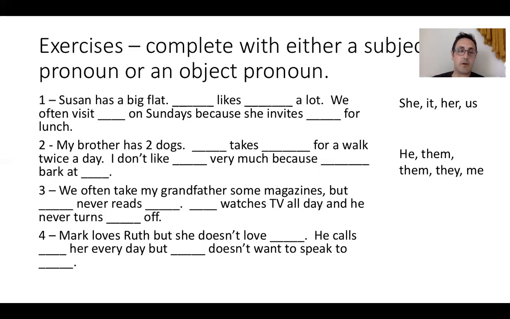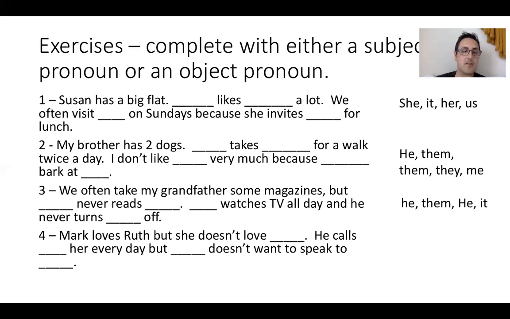We often take my grandmother, and it's number 3, some magazines, but never reads. So my grandfather is he, never reads, and then magazines, plural of things, it's them. And then the next sentence, something watches TV. So he watches TV all day and never turns, and you're talking about the TV in this case. So it's going to be it off. So we often take my grandfather some magazines, but he never reads them. He watches TV all day and he never turns it off.